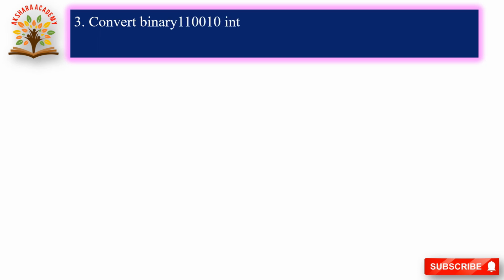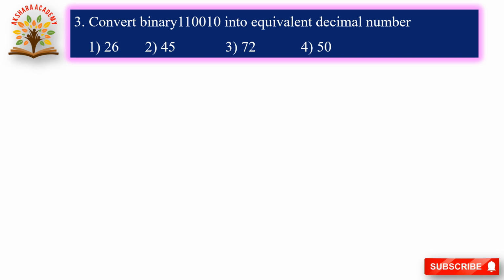Convert binary 110010 into its equivalent decimal number. In this question they have given the binary number and we have to calculate its equivalent decimal number. Let us go to the solution. Here the given binary number is 110010.